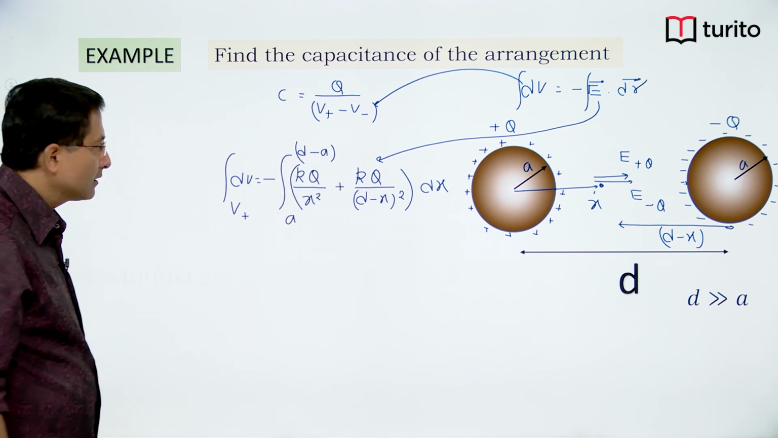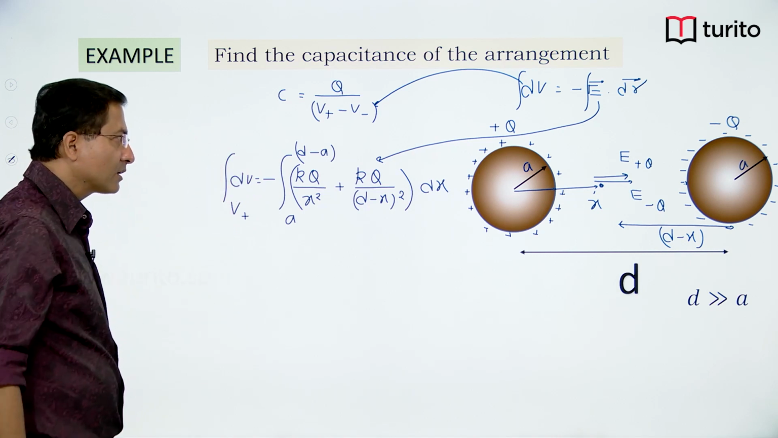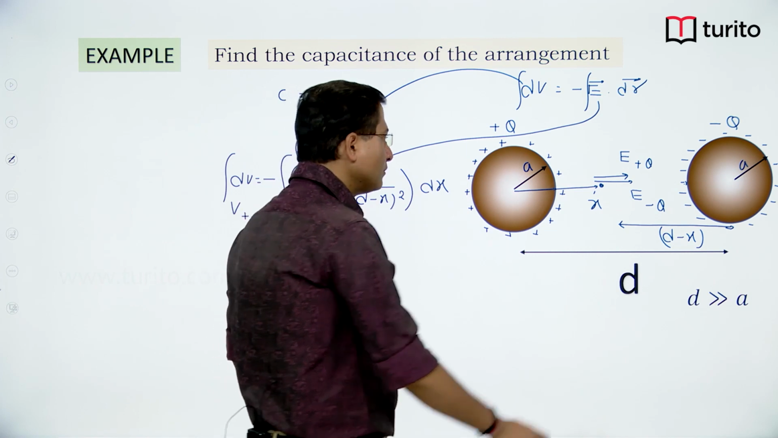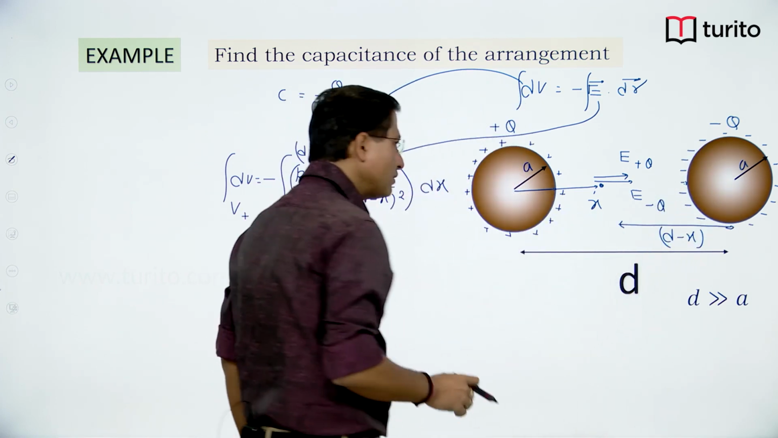Now, we need to integrate, and the limit on this side will be the corresponding limit on this side. When you are on this surface, here the potential will be, say, V minus.